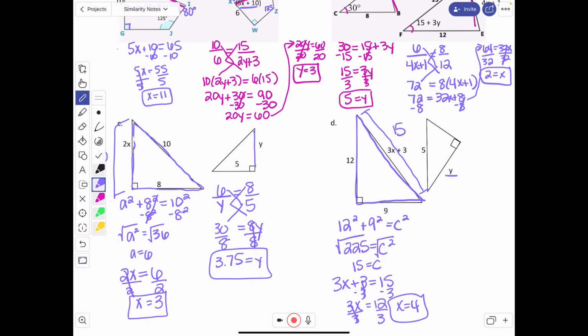Now I can set up a proportion. 12 is my leg, y is my leg, and then 15 is my hypotenuse, and 5 is my hypotenuse. So when I cross multiply, 12 times 5 is 60, and then I have 15y. Divide by 15. And 60 divided by 15 is 4. So in this case, both of my answers are 4.